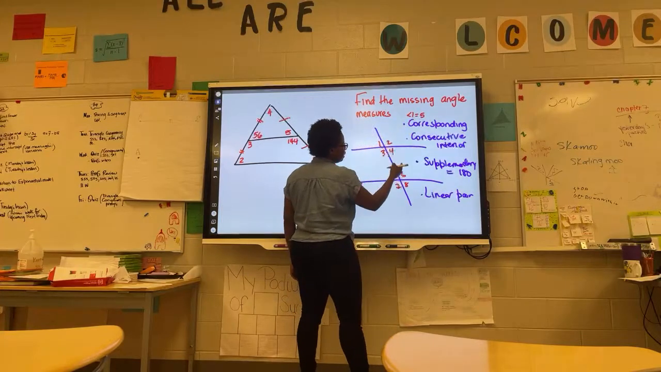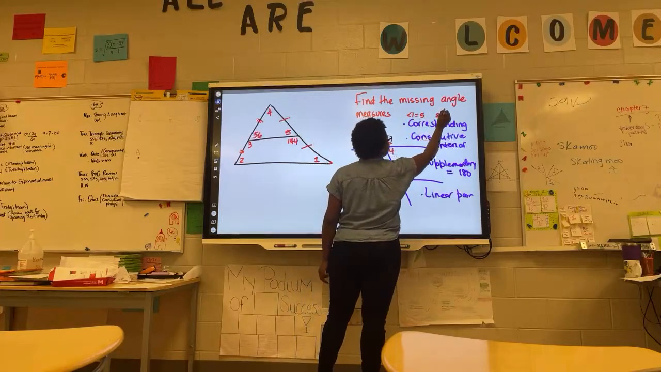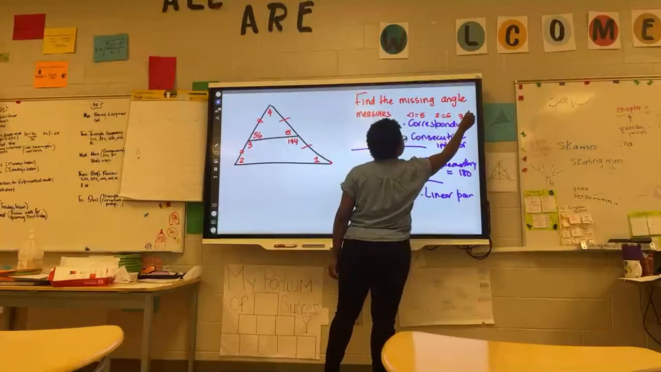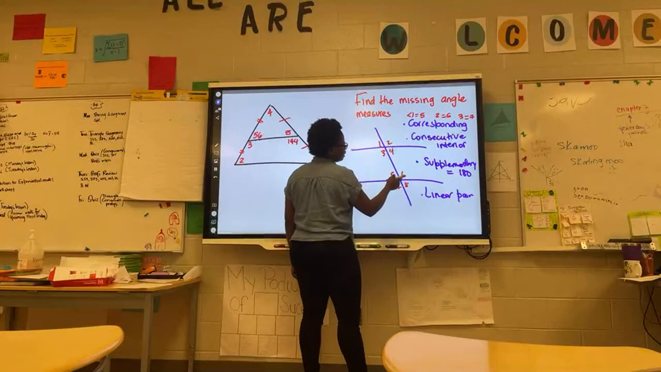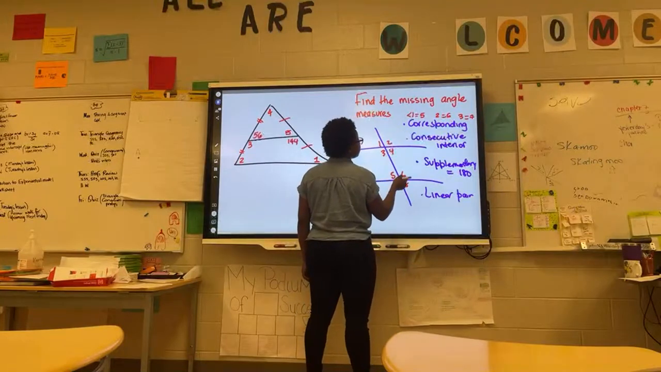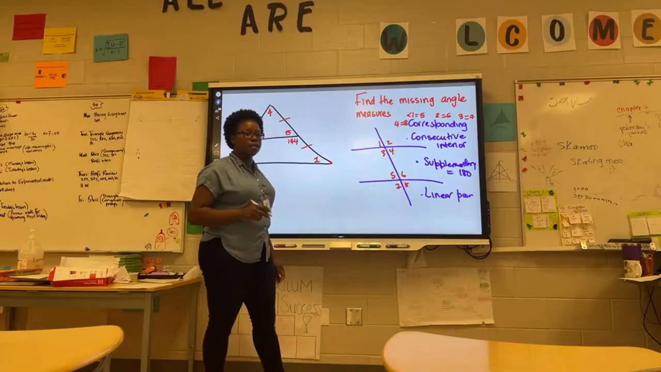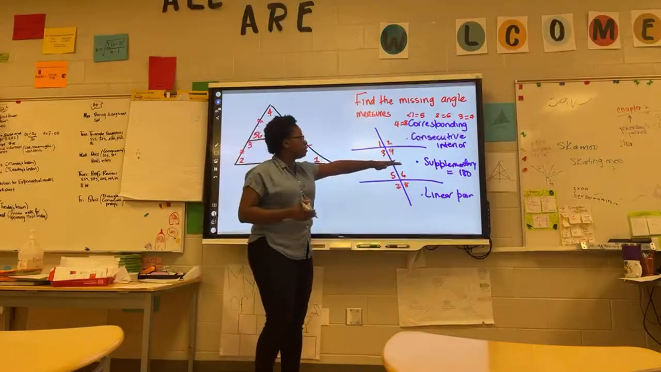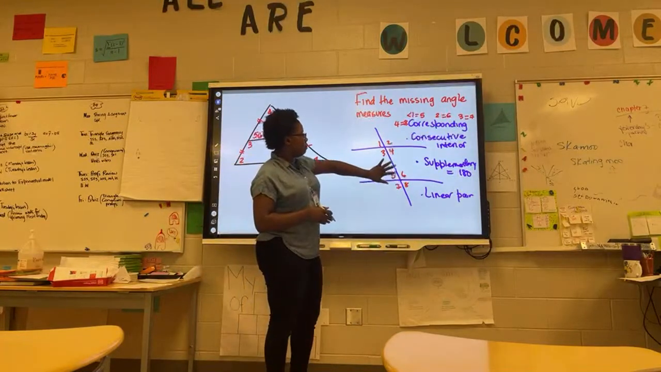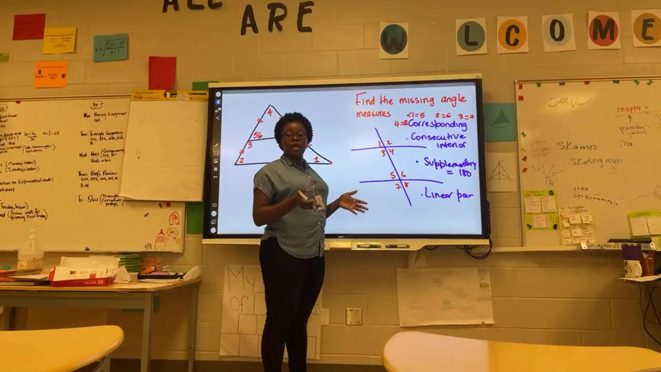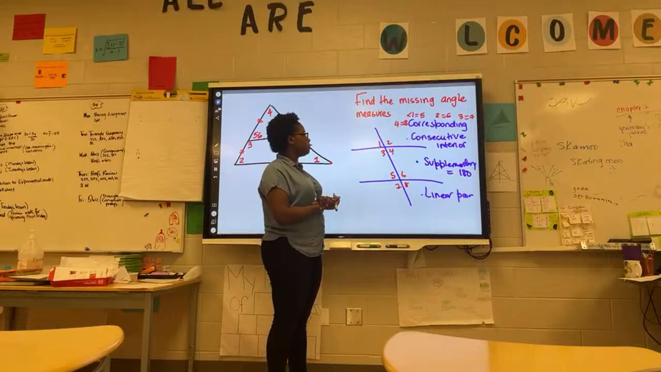You'll see that 2 is equal to 6. You'll see that 3 is equal to 7. And you'll see that 4 is equal to 8. And those are corresponding angles. So once you can cut this line into two equal parts and bring the bottom part to the top, or top to the bottom, and it gives you the same answer, you know that they're corresponding.